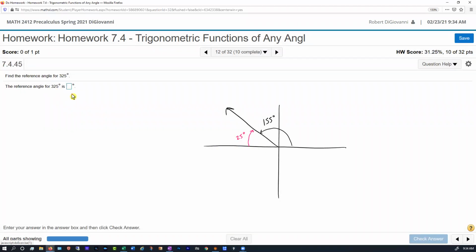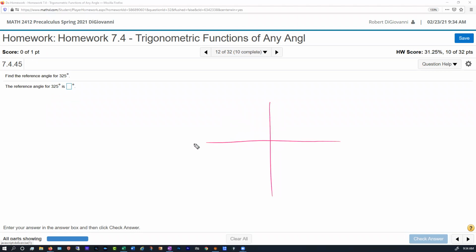Reference angle for 325. So 360 is all the way around, and 325 should be somewhere around here. I'm looking for this angle. What would I need to get all the way to 360? I'd have to add 35 degrees to that, and that would get me to 360. So that would be 35.